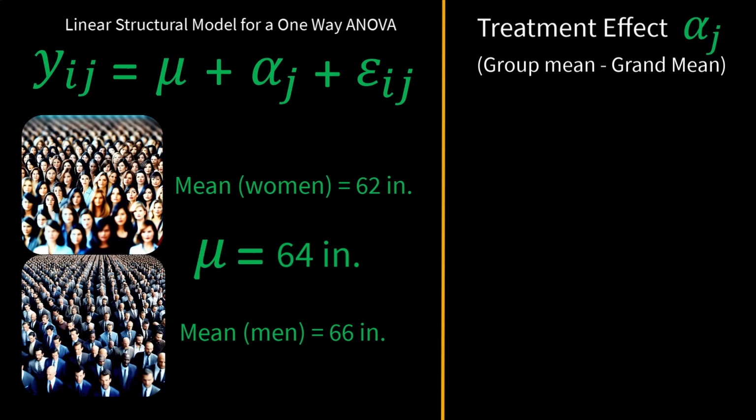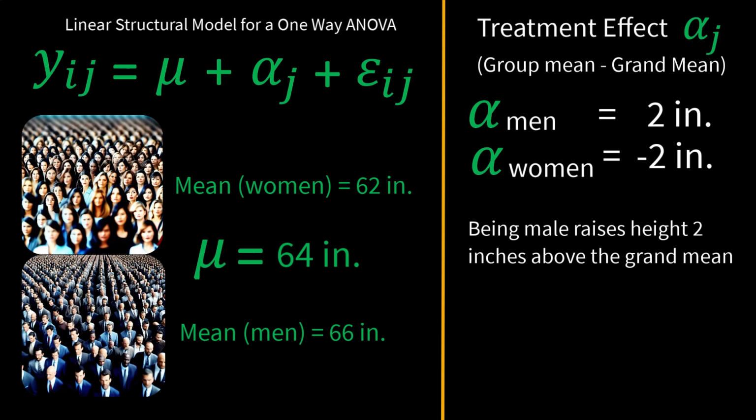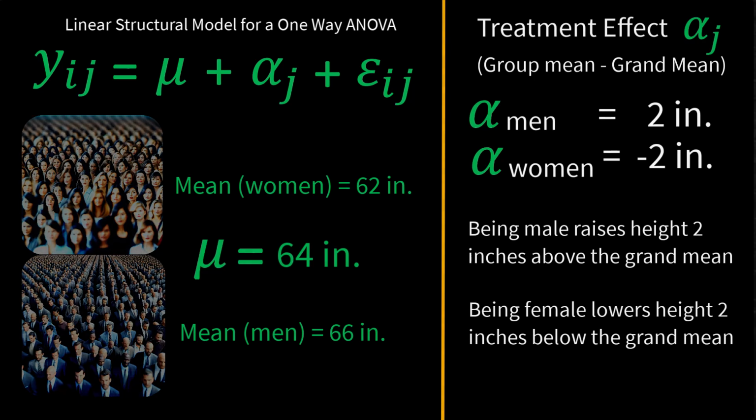So in this example, the treatment effect for men would be 66 minus 64, or 2 inches. What this means is the treatment effect for being in the male group is plus 2 inches. Likewise, the treatment effect for being in the female group would be 62 minus 64 equals minus 2 inches. So on average, if we used the grand mean as the best prediction of human height, assuming that we had no other information, being male would raise the predicted height by 2 inches from the grand mean, while being female would lower it by 2 inches.